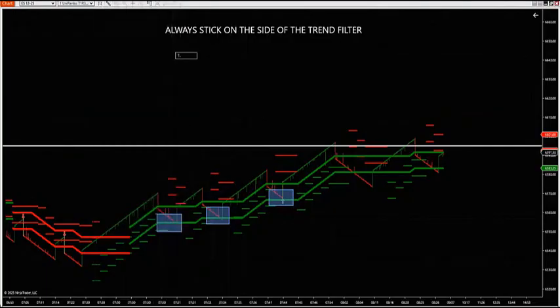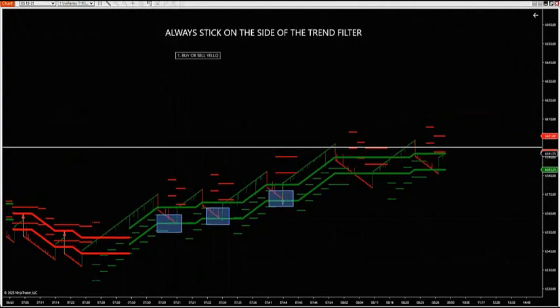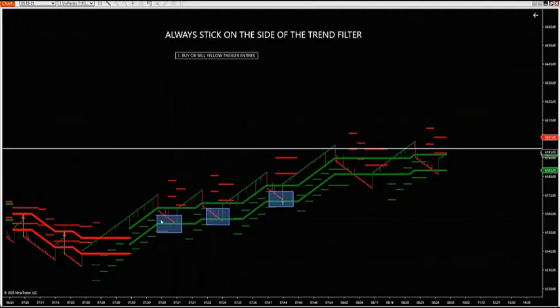Number 1, buy or sell yellow trigger entries. So if we buy or sell yellow trigger entries, that's a sweet spot in the market. That's when the market comes inside of our trend zone, and then we get a reversal. All right, I'll show you that. I'll blow that up in a second.